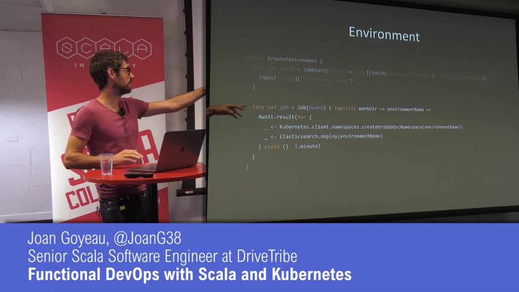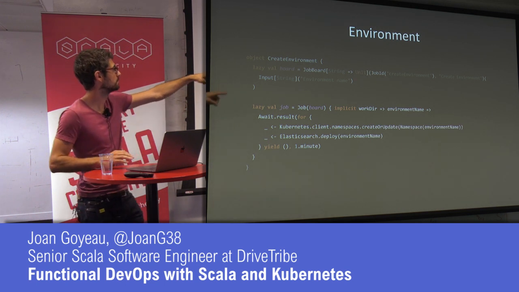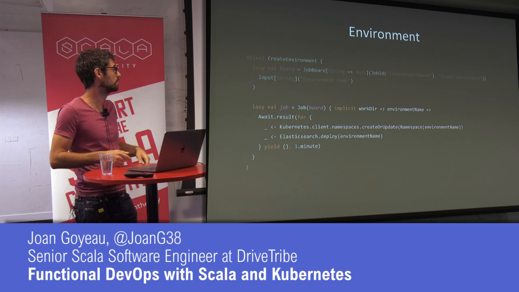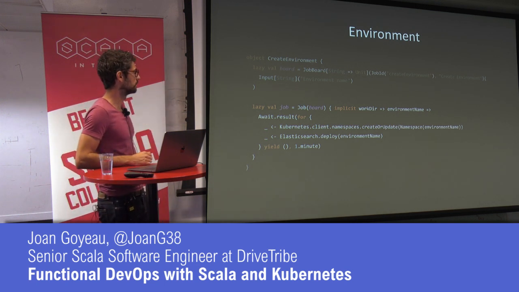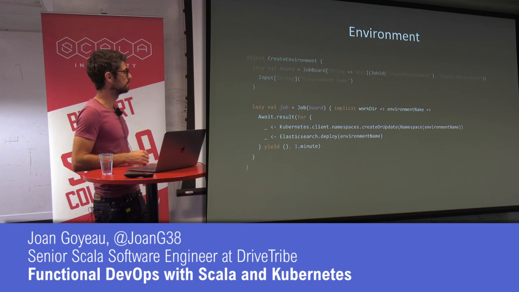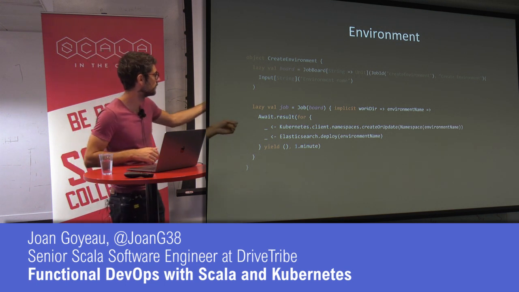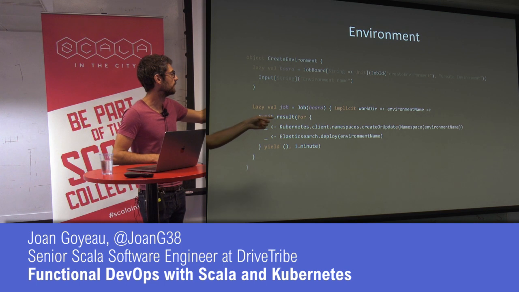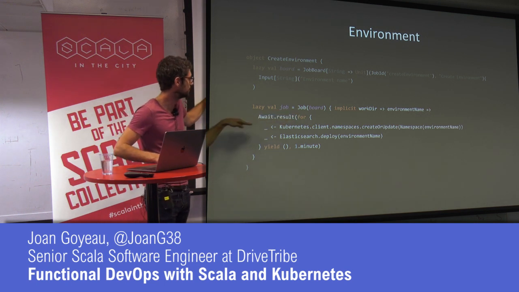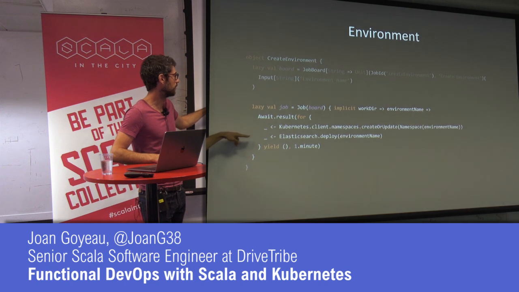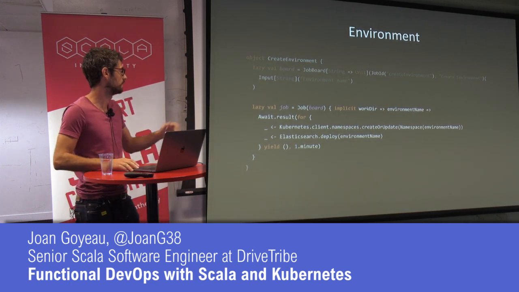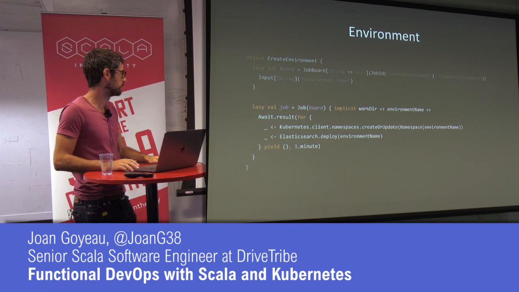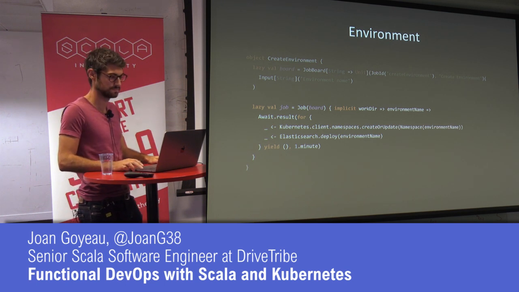Then we have the environment name that the user is going to pass via the form, and then we just run that function. Here I'm not going to dive too much into how we create an environment, but basically it looks like we're using Kubernetes here, and we create a namespace with the environment name. That's the first line here. And then we deploy Elasticsearch. You don't need to know how it is done in there. And we have a timeout of 1 minute for doing all of that.